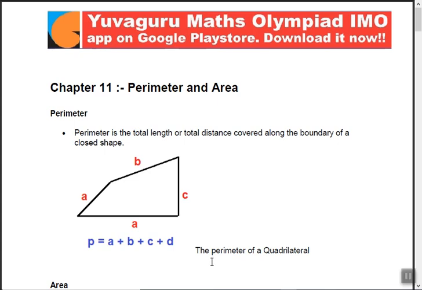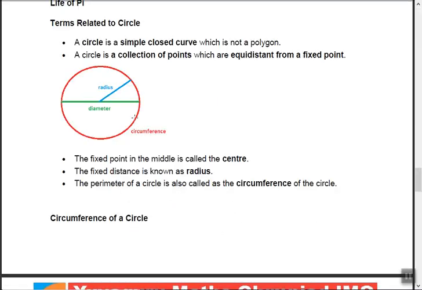Let's start. Perimeter and area. So what is the perimeter? See here, perimeter, circumference, everything is one. What does it mean? You just add all the ends, and that is a perimeter. In a circle, you add the whole outside length of the circle, and that is known as the circumference. So it's one and the same thing.